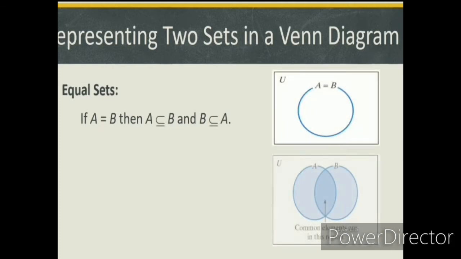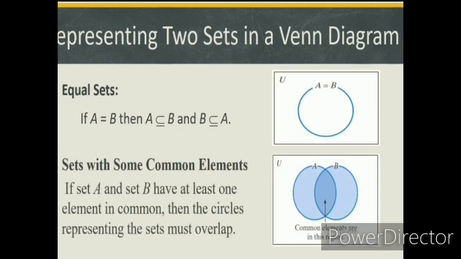And we also have sets with some common elements. So for this set, they have an overlapping part. So as you can see in the diagram, the shaded part in the middle is what you call as the common element of set A and set B.